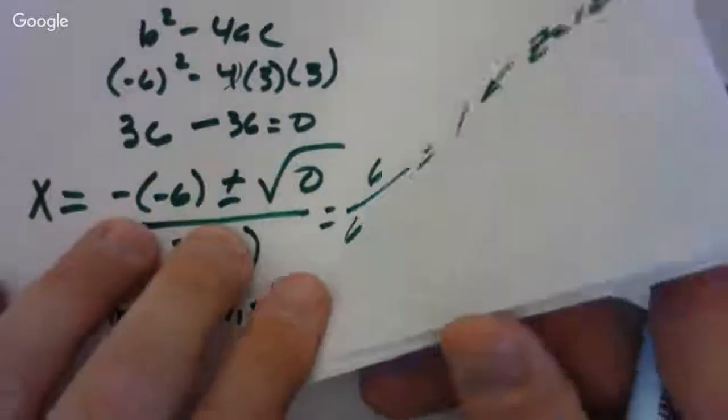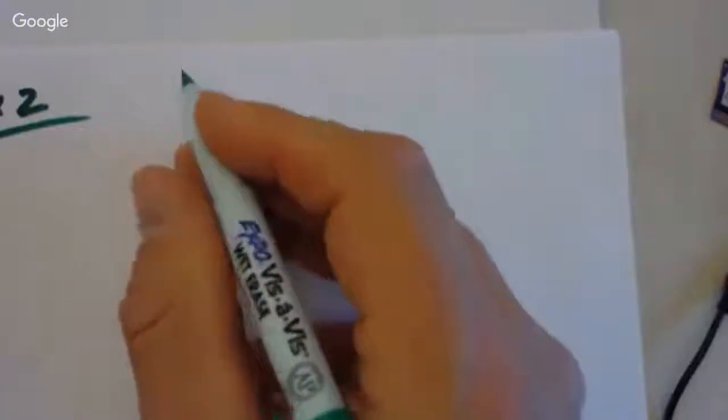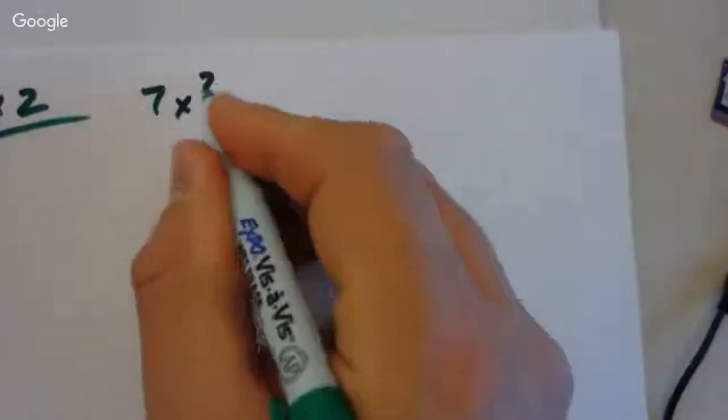Ready to try one on your own, or want me to work another one for you? That one was pretty easy. Let's work a pretty hard one. Let's go example 2. Let's go for 7x squared.